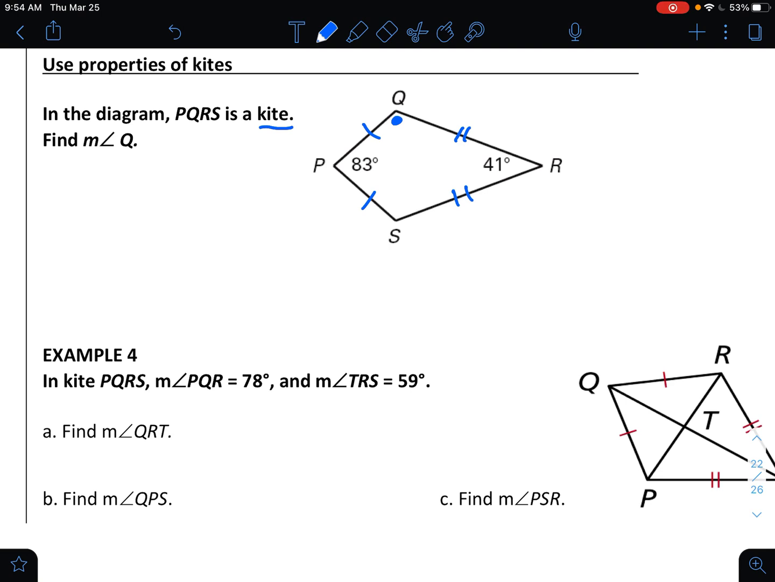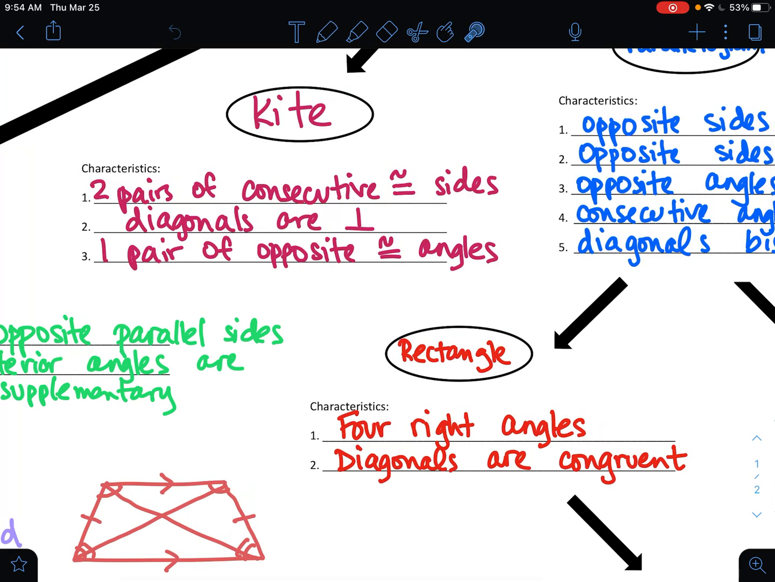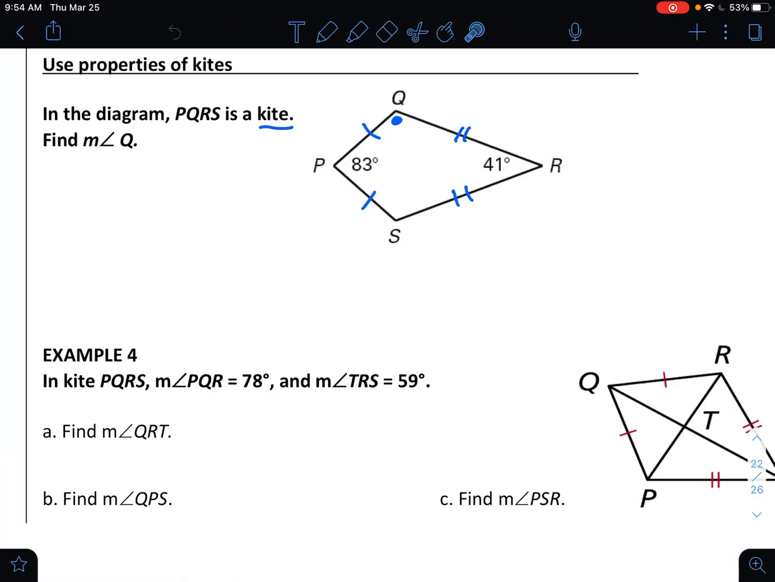So I'm going to put a dot right here. Okay, now when I look at this, I see 83 and 41 clearly are not congruent to each other. So remember, let me go back to the family tree. In a kite, one pair of opposite angles are equal to each other. So I can clearly see that 83 and 41 are not equal. But I know that angle Q and angle S should be congruent.